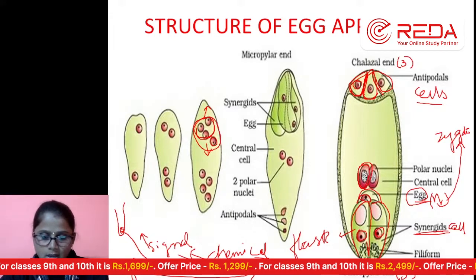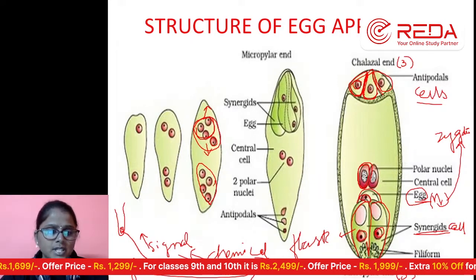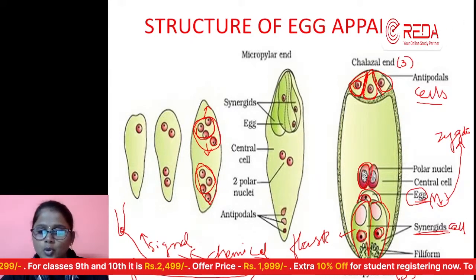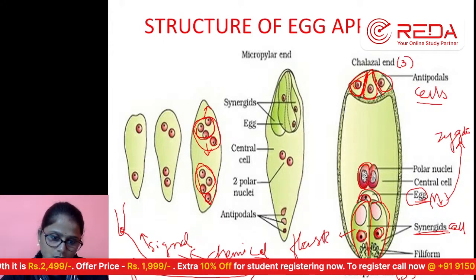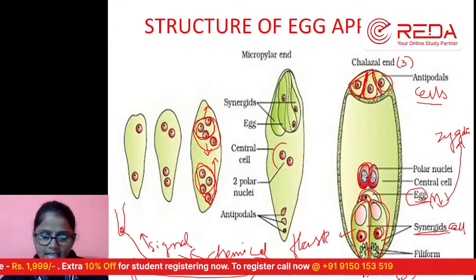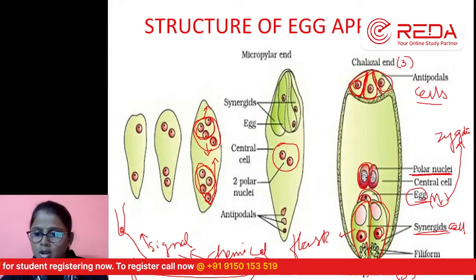And then here, similarly, there are 4 nuclei. Out of which 3 are being surrounded by the cell membrane, and they will become 2 synergids and 1 egg. So what happened to this one nucleus? It also travelled towards the center. And centrally they will be present, and they are all called the polar nuclei.